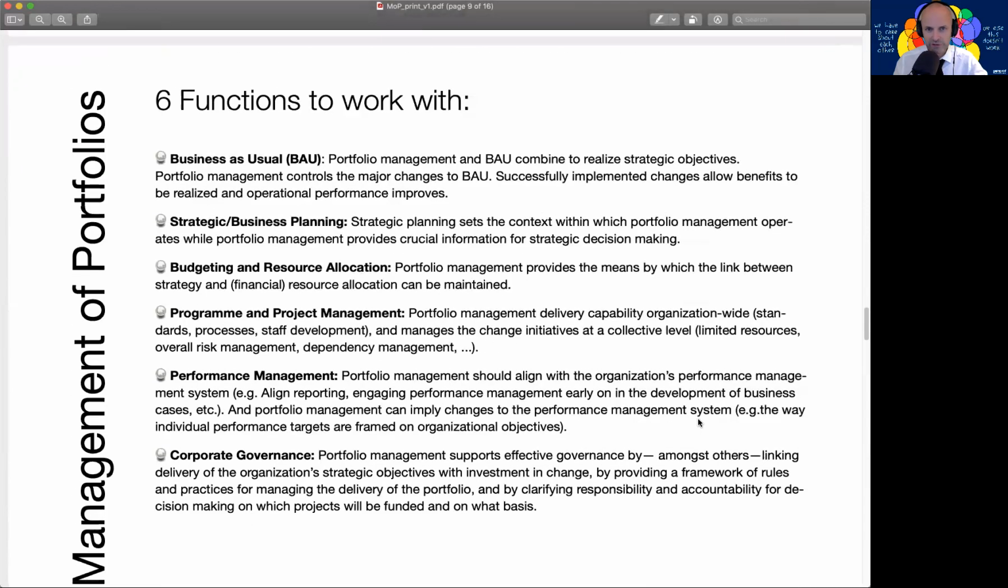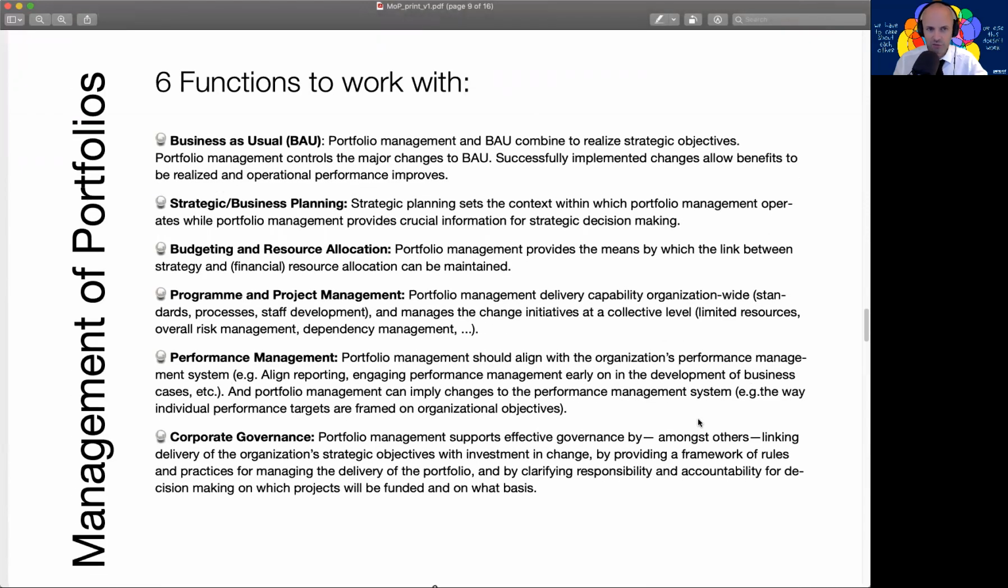Functions, there's key functions that exist in the organization that we have to work with. If we don't work with these, then portfolio management, or at least MoP, will be really difficult. For example, let me just take one: performance management. If we don't understand how people are being measured in their job, how they have to report and which KPIs, etc., on an individual level, on a team level, department level, project level, if portfolio management is measuring on something different, then we're going to get a clash.